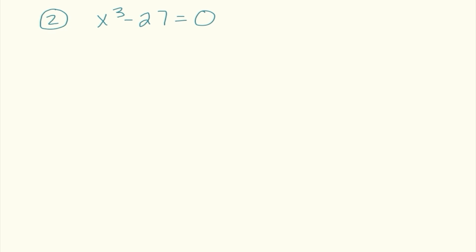Problem number 2, we have x cubed minus 27 is equal to 0. So this time it's already set equal to 0, so I'm just going to go ahead and look at x cubed minus 27. And to me, that looks like our difference of cubes pattern. In fact, off to the side, I'm going to write our a and our b values. Our a value here is x, because the cube root of x cubed is x. Our b value is 3, because the cube root of 27 is 3.